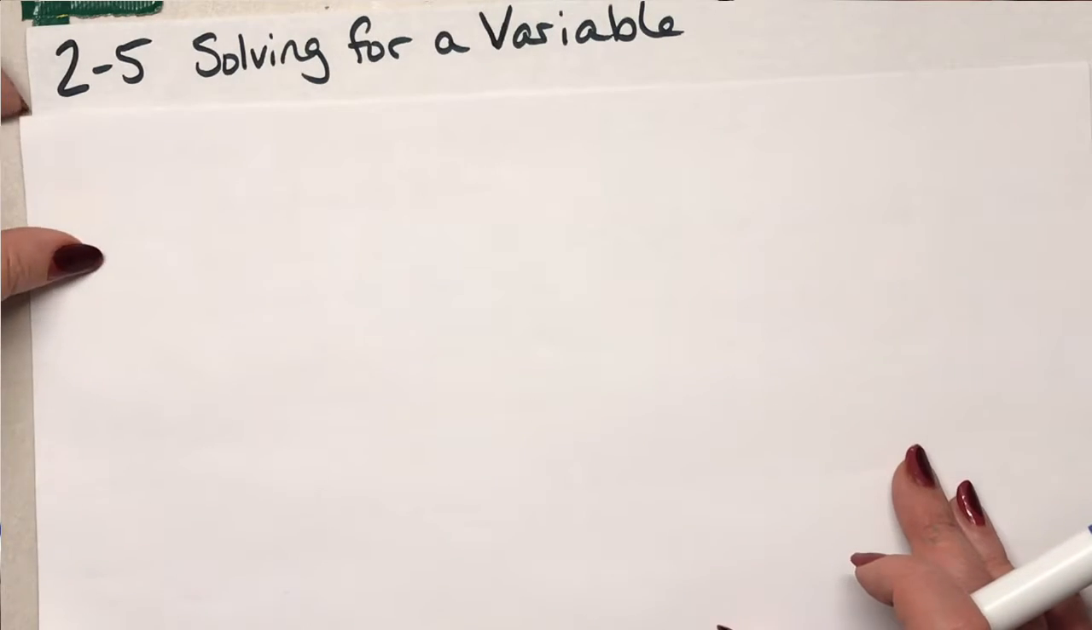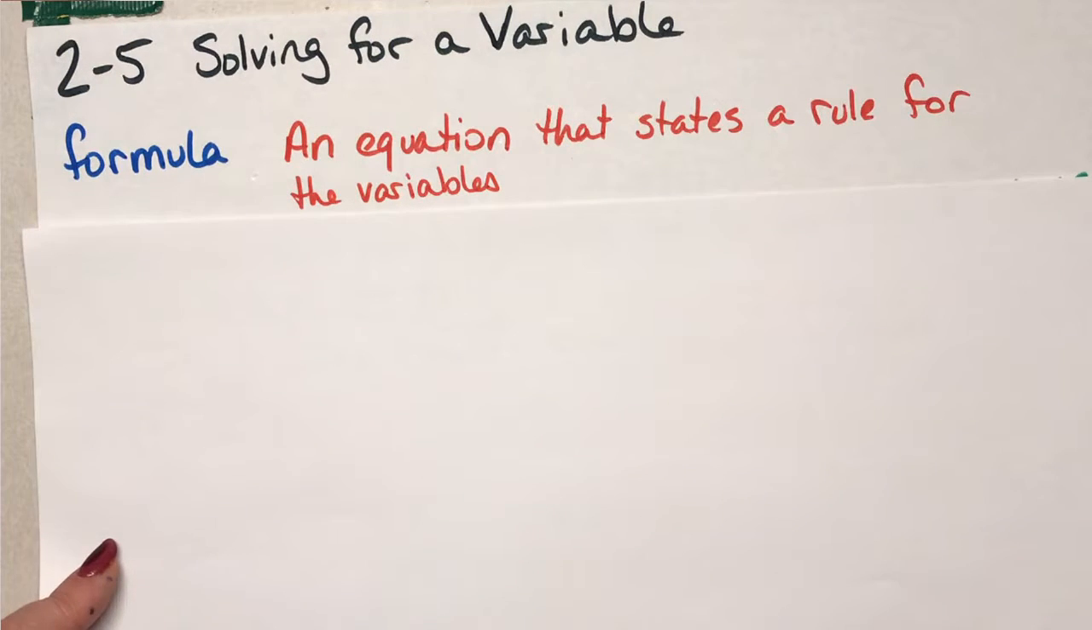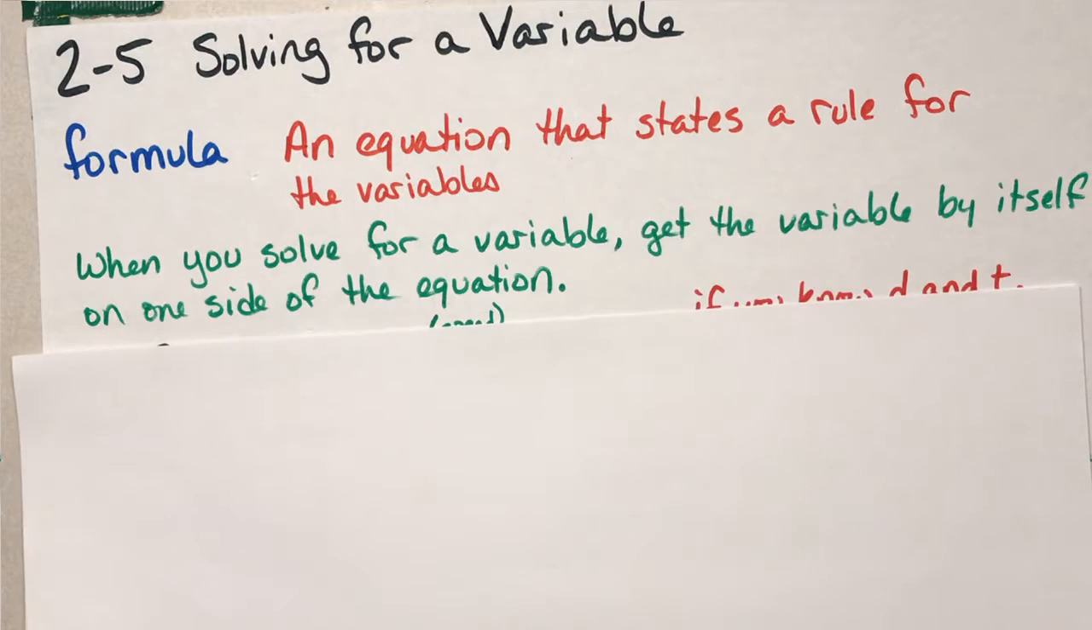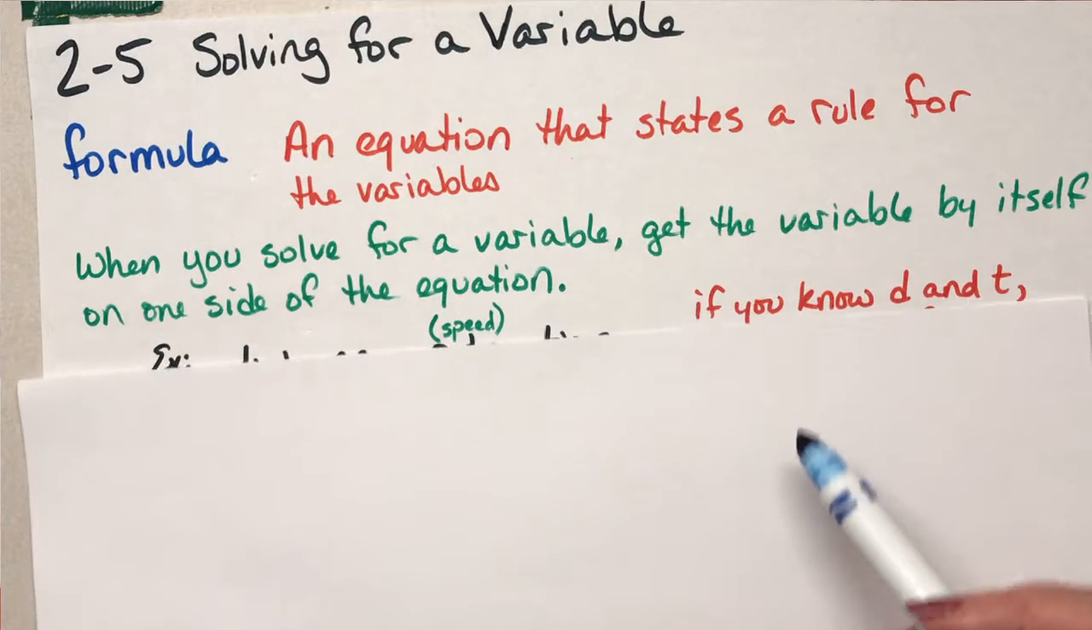Hello and welcome to Chapter 2, Section 5, Solving for a Variable. Here we're going to talk about formulas. A formula is an equation that states a rule for the variables involved. When you solve for a variable, you need to get the variable by itself on one side of the equation.